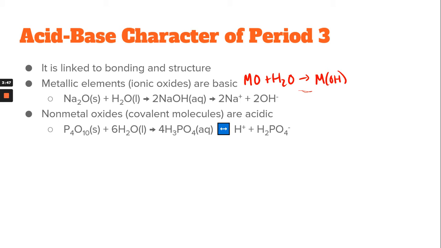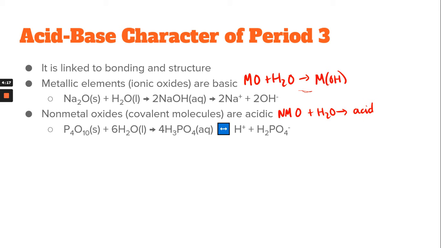Non-metal oxides are covalent molecules, and they're acidic in water. So you take whatever non-metal oxide you have, react it with water, and you get the acid. And then just remembering that acids donate a hydrogen, so then we can pull apart one hydrogen from that compound. And so you have the non-metal oxide and water, and it's going to form the acid.